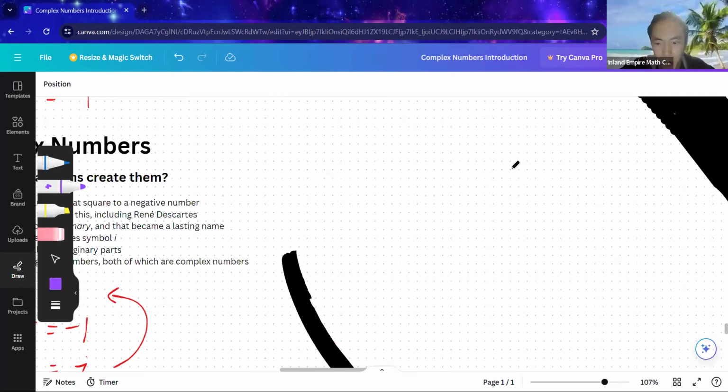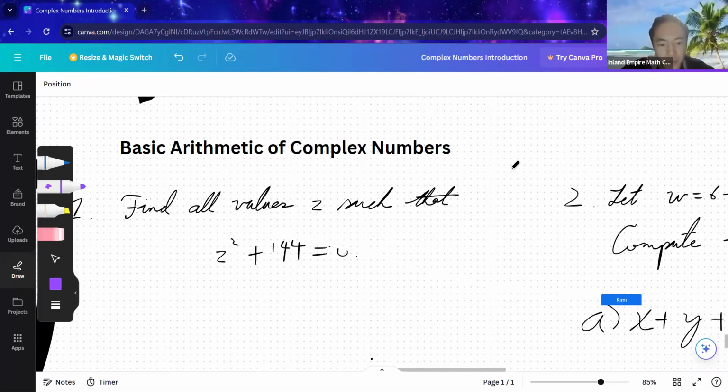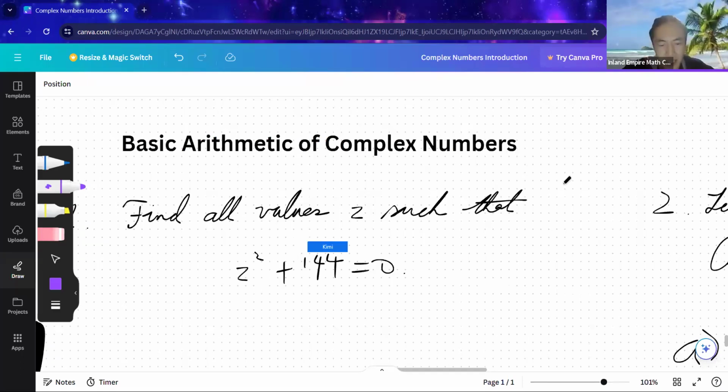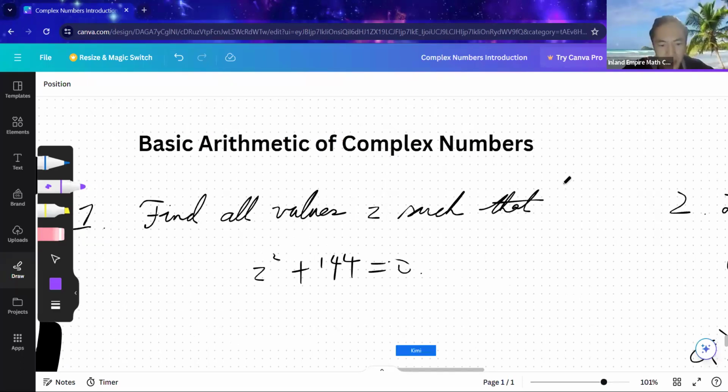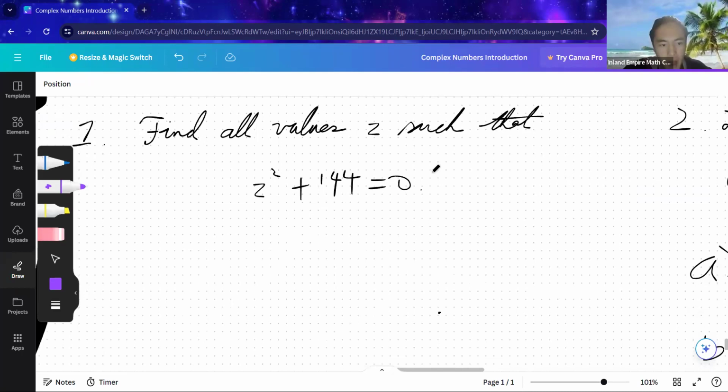So with that, I want to go to some basic arithmetic of complex numbers. And I want to start with this first question, which is: find all values z such that z squared plus 144 equals 0. I'll give you guys 30 seconds to a minute to think about that, and then we'll see if anyone comes up with a solution. But again, find all values z such that z squared plus 144 equals 0. I'll give you a couple of seconds to think about that.